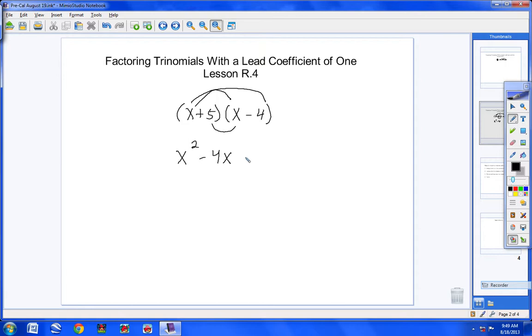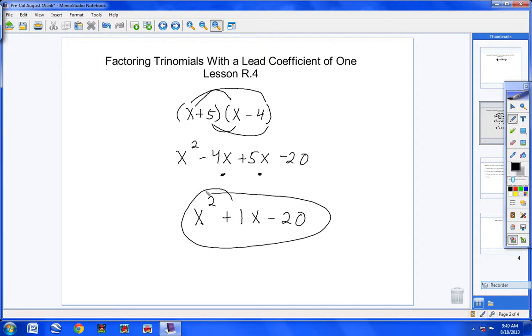Then I would take 5 times x, which would give me positive 5x, and then 5 times negative 4, which is negative 20. I see I have two common terms right here, so I'm going to put those together. I have a negative 4 and a positive 5. That would be a positive 1x minus 20. So what I did is I took these two parentheses, I multiplied them out, and I came up with this right here.